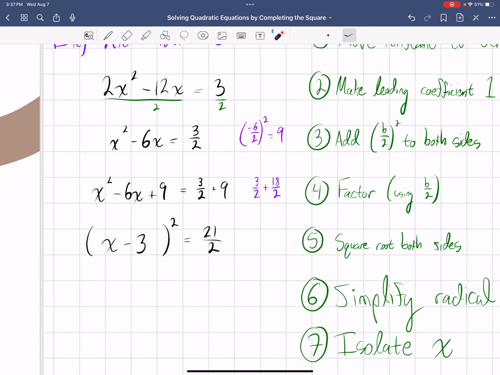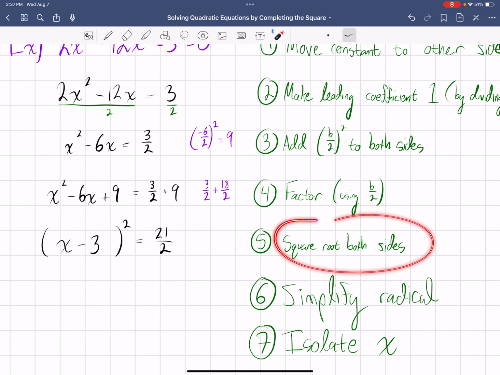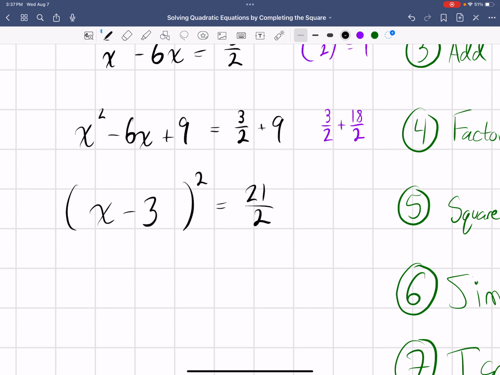The next thing we do here is square root both sides. So I'll square root the left, square root the right. Let's show that. Now when I square root the left, I just get x minus 3. When I square root the right side of the equation, you need to be really careful. Anytime you square root both sides of an equation, you have to put plus or minus. And we have root 21 over 2.